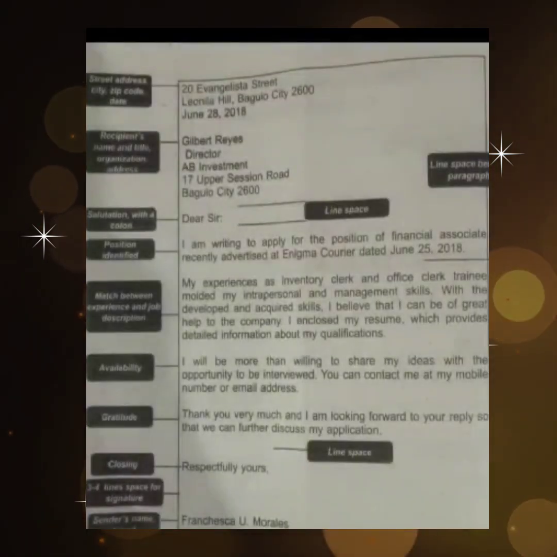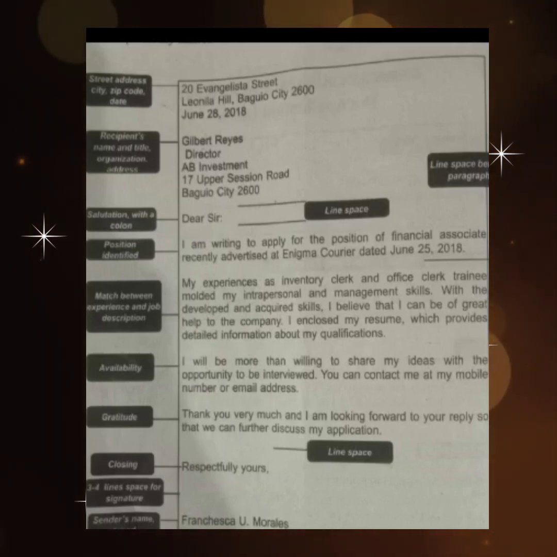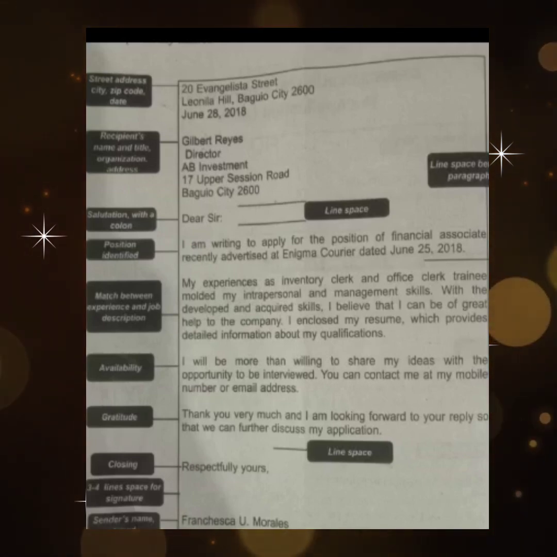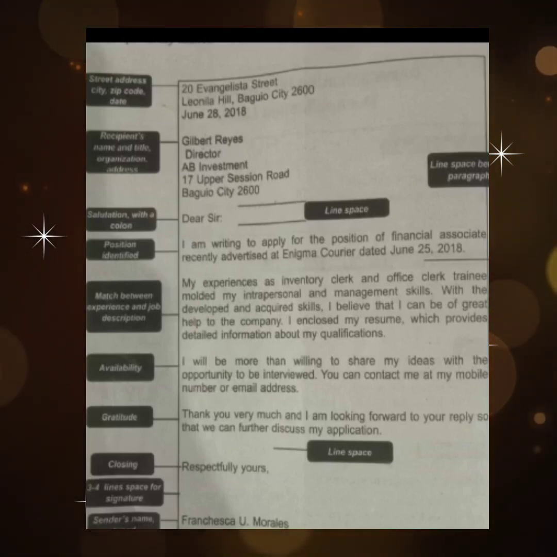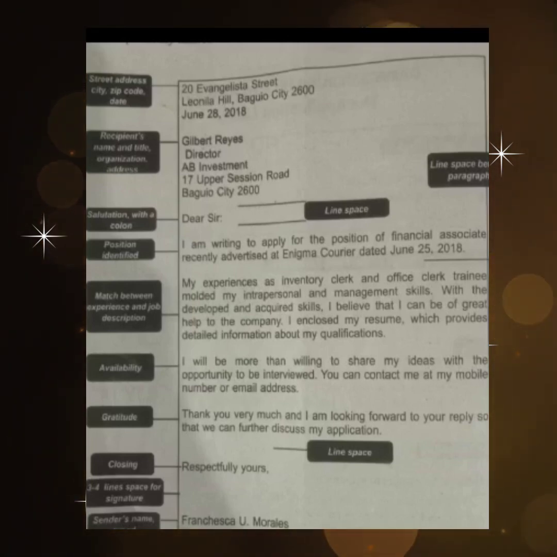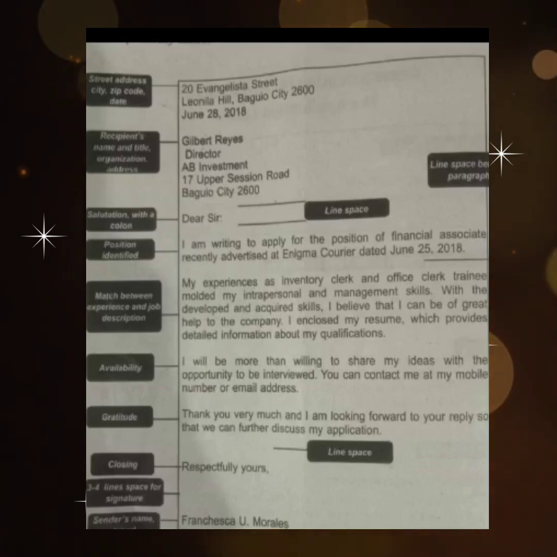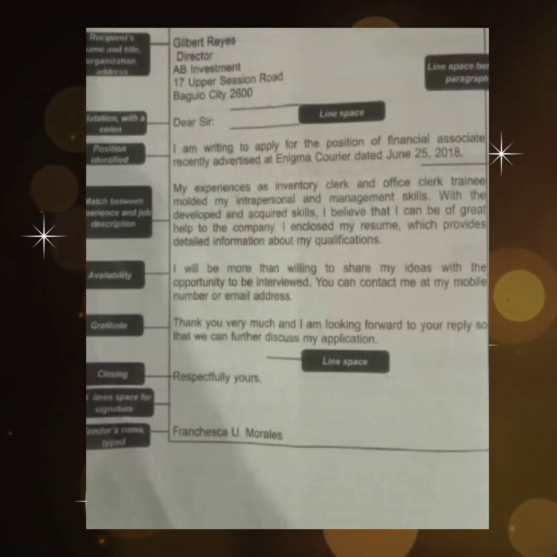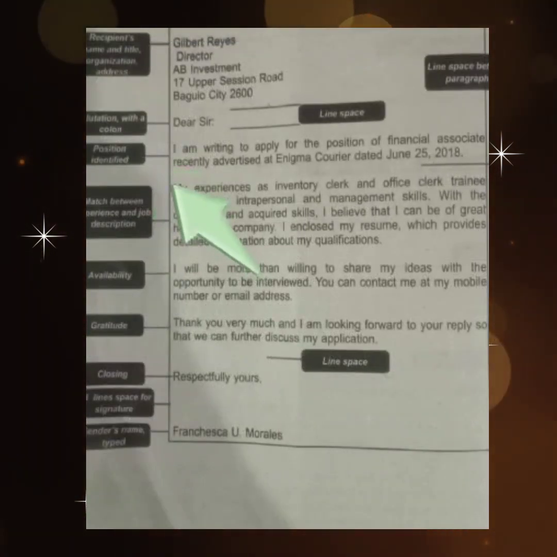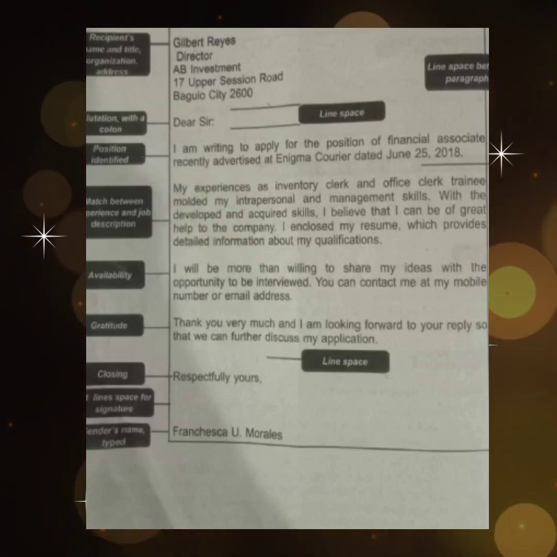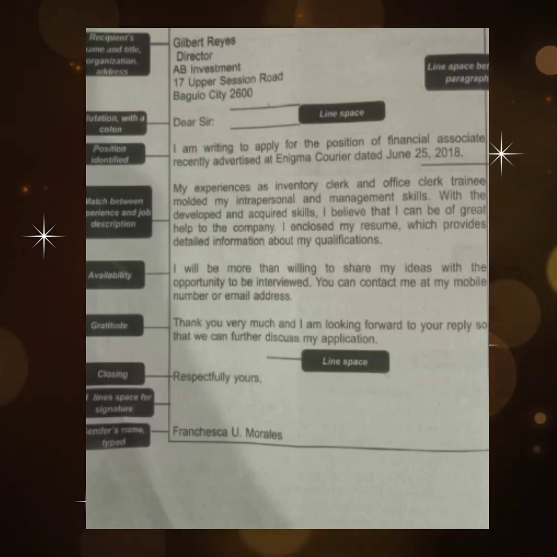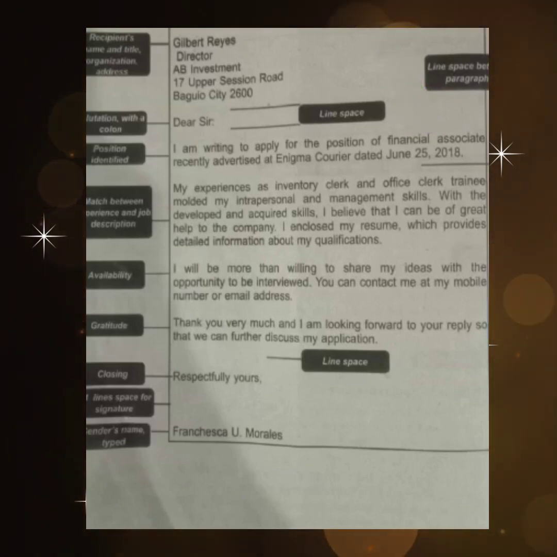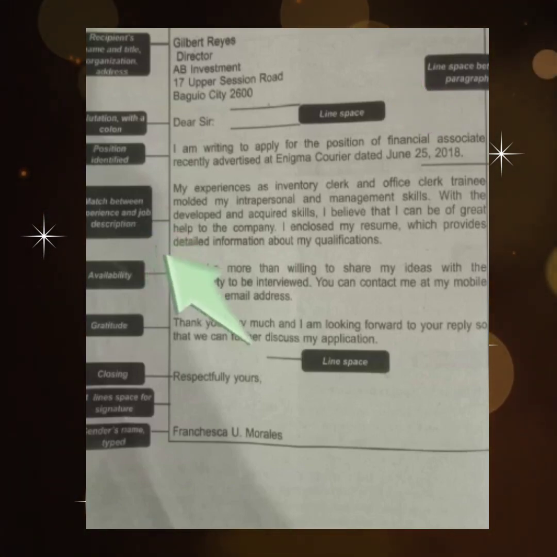In the provided application letter example, the focus is evident in how the applicant aligns their experiences with the job description for the position of financial associate at Enigma Career. Here's how the focus is demonstrated. Position identified: the applicant clearly states the specific position they are applying for, showing a direct focus on the job they are interested in. Match between experience and job description.